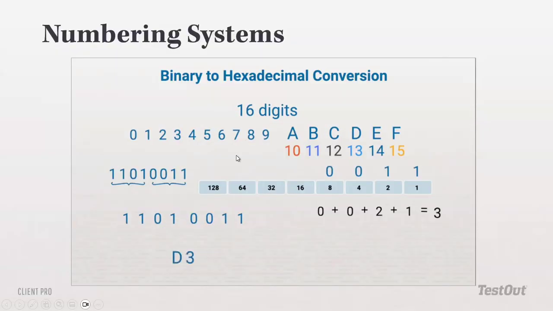And then for the second half, for the 0011, we don't have an 8, we don't have a 4, but we do have a 2 and we do have a 1. We add those, and here's my 3. So 1101 0011 in binary is D3 in hexadecimal.